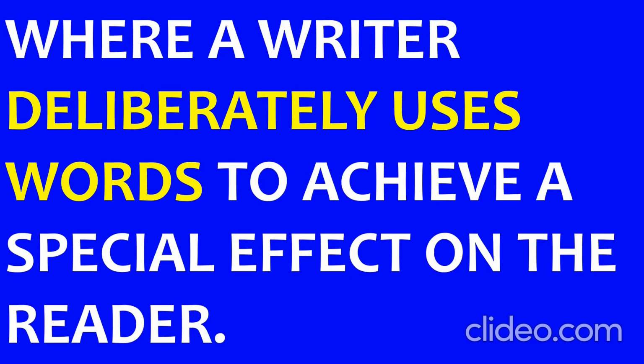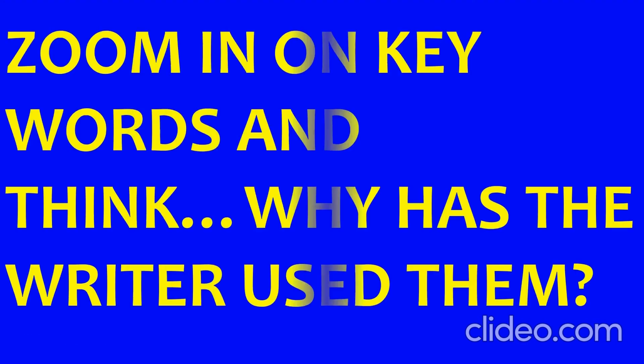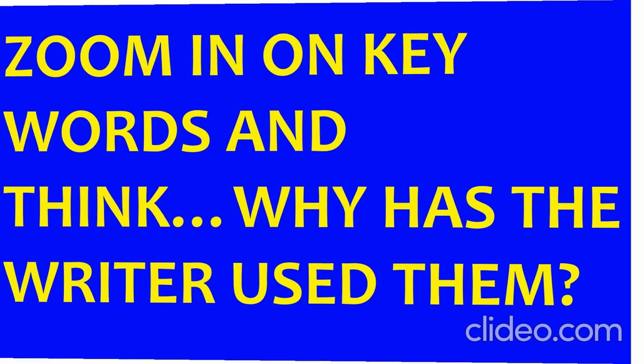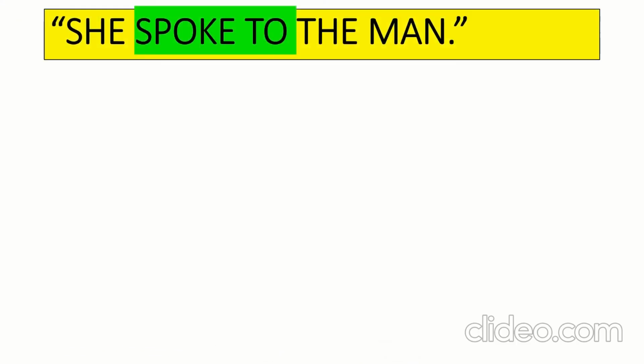Like I said a couple of minutes ago, this question is about where a writer deliberately uses words on purpose, intentionally, to achieve a special effect. In this question, it's how does the writer use words deliberately to make his accident seem really bad? Zoom in on key words and think, why has the writer used them?